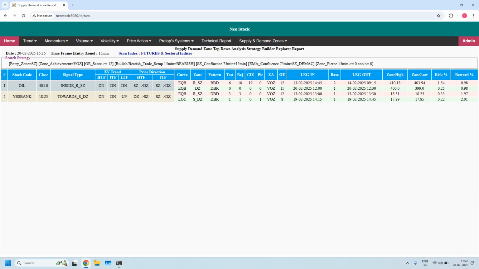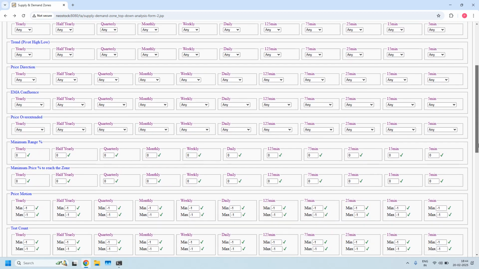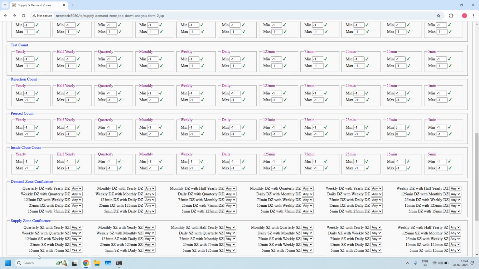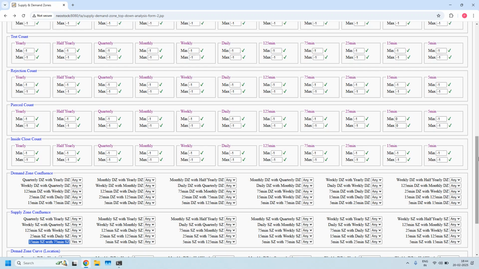Next we will look into LTF, ITF and HTF supply zone confluence and later HTF EMA confluence. I am removing this ITF EMA filter. In the supply zone confluence, we should set three filters. First filter is already enabled. Second filter, 15 minute supply zone having daily supply zone confluence or not. Third filter, 75 minute supply zone having daily supply zone confluence or not.